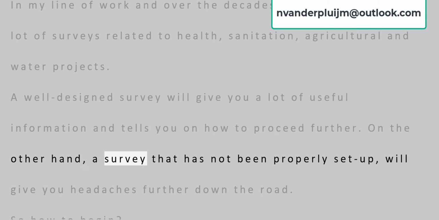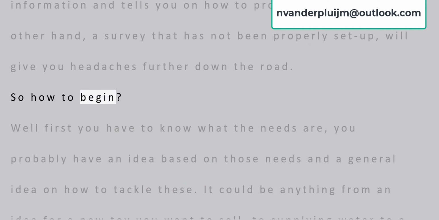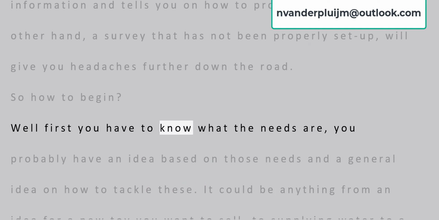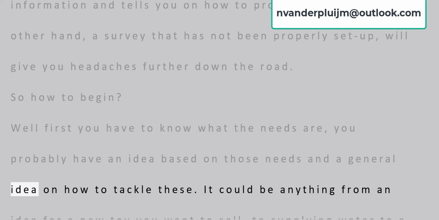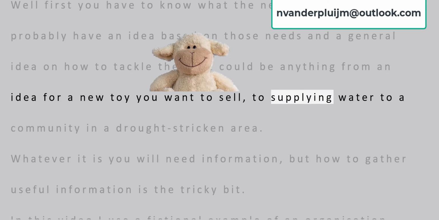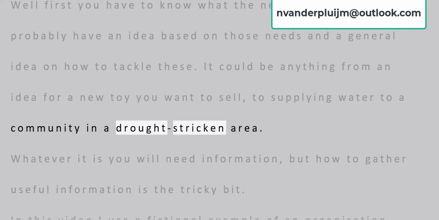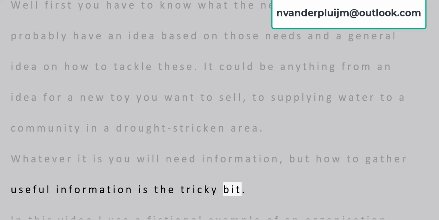On the other hand, a survey that has not been properly set up will give you headaches further down the road. So how to begin? Well, first you have to know what the needs are. You probably have an idea based on those needs and a general idea on how to tackle these. It could be anything from an idea for a new toy you want to sell, to supplying water to a community in a drought-stricken area. Whatever it is, you will need information, but how to gather useful information is the tricky bit.